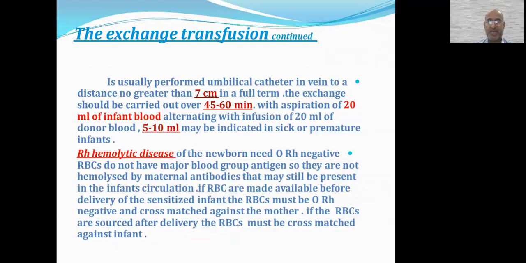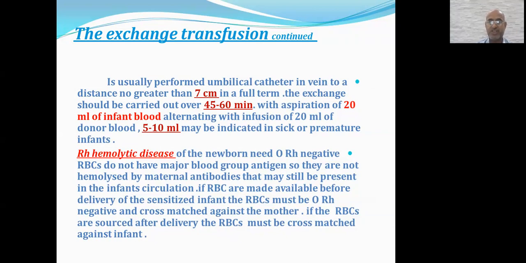In every exchange, we aspirate 20 ml of infant blood alternated with an infusion of 20 ml of donor blood. So when we insert the catheter inside the vein, we aspirate 20 ml from the infant and discard it. Then we infuse 20 ml of donor blood. Of course, the 20 ml may differ according to the well-being of my patient, according to the weight and according to the maturity.